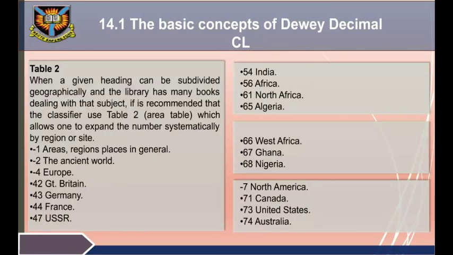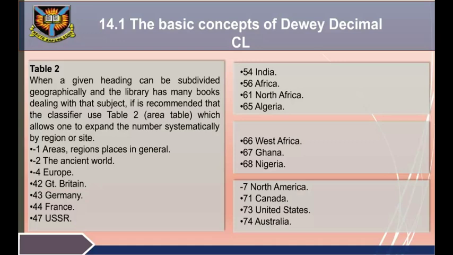Table 2. When a given heading can be subdivided geographically, and the library has many books dealing with that subject, it is recommended that the classifier use Table 2, Area Table, which allows one to expand the number systematically by region or site. 1. Areas, regions, places in general. 2. The ancient world. 4. Europe. 42. Great Britain. 43. Germany. 44. France. 47. USSR. 54. India. 56. Africa. 61.